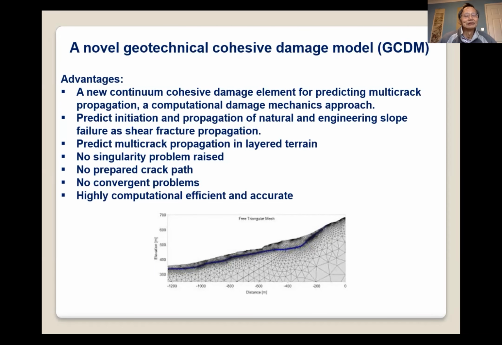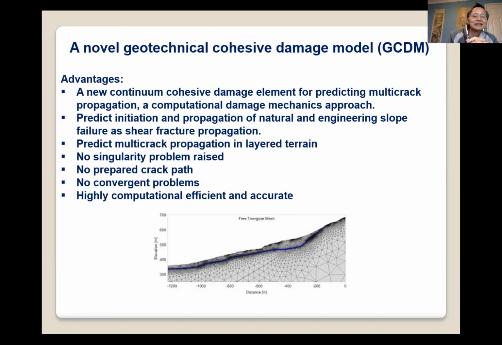Now, I'm happy to talk about the new technology here, the Novel Geotechnical Cohesive Damage Model, GCDM. This model has a new continuum cohesive damage element. It is a numerical modeling technology, a new one. It aims to predict multiple crack propagation, which comes from the computational damage mechanics area, in the geotechnical area, for initiation and propagation of natural and engineering slope failure.